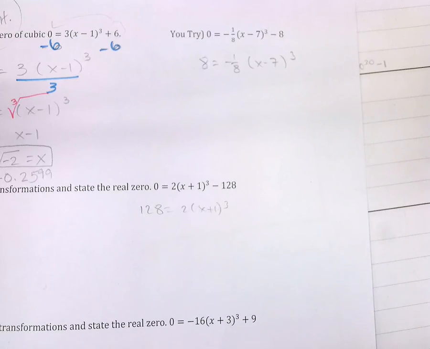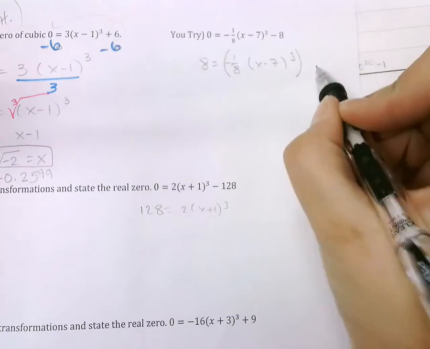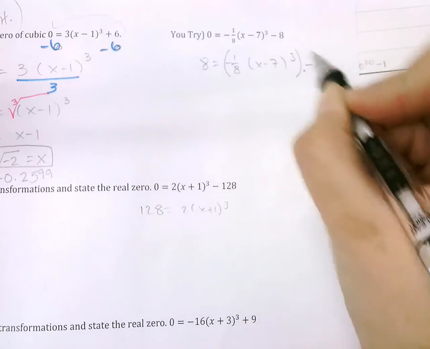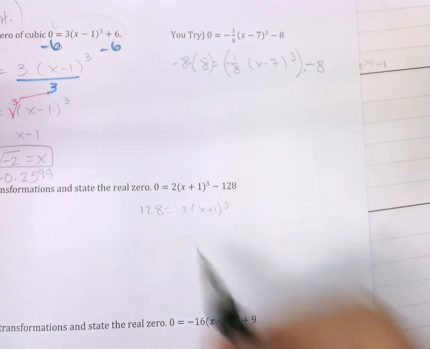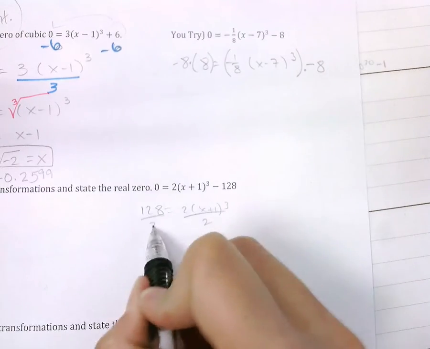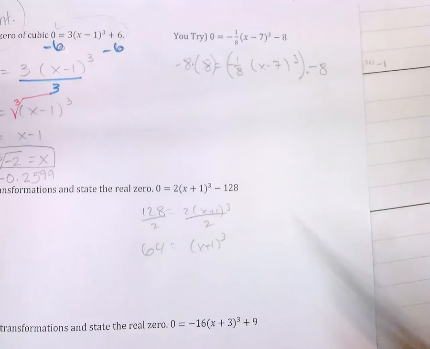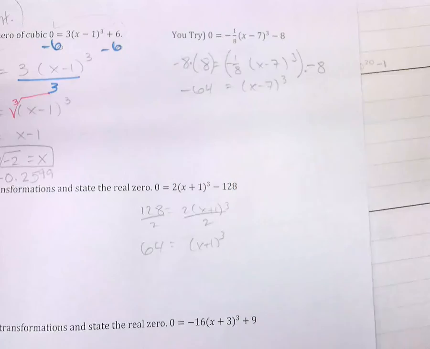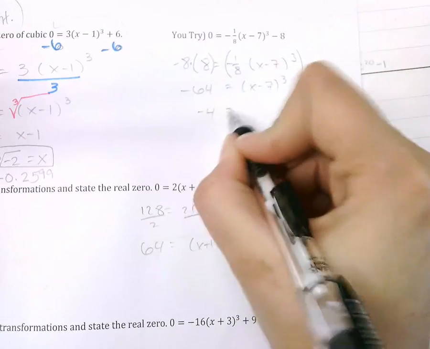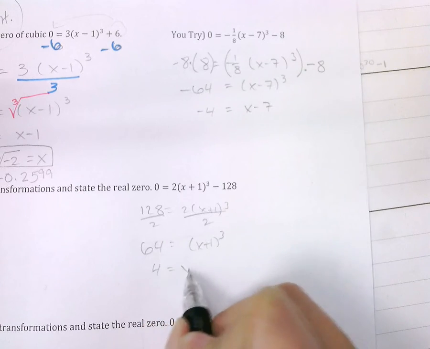Okay, now what? Times -8. So up here, you want to multiply by -8 because that's the reciprocal. Down here you would divide by 2. Okay, so here we get -64 equals x minus 7 cubed. After this you're going to cube root both sides. Over here we get -4 equals x minus 7. Down here we get 4 equals x plus 1.